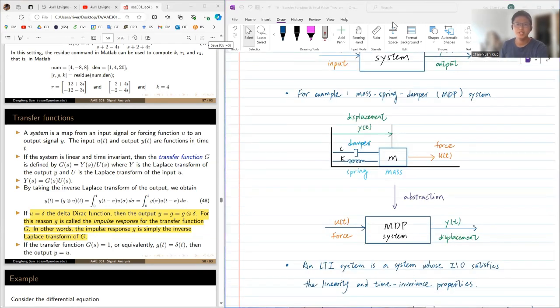An example of a system is the mass spring damper system. In this lecture, I will use this system to illustrate several important concepts. So let's take a closer look at the system together.